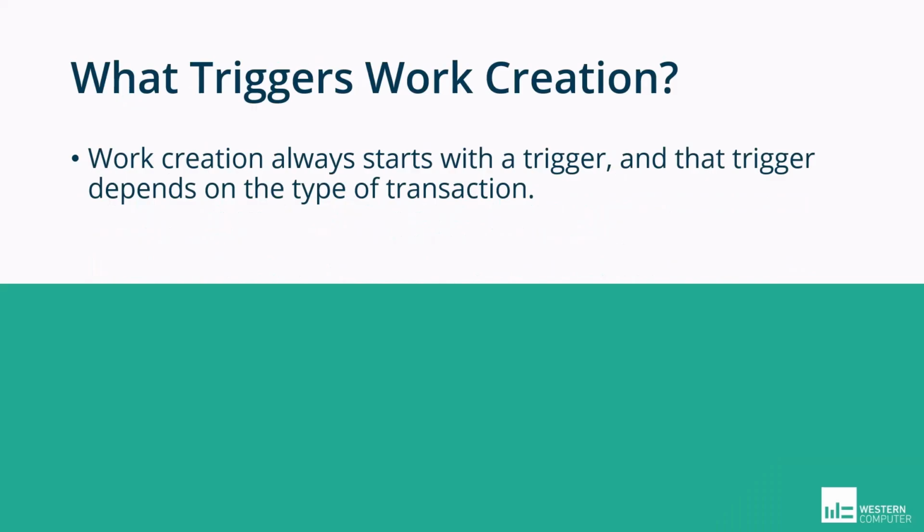Work creation always starts with a trigger, and the trigger depends on the type of transaction. Common examples include releasing of a sales or transfer order to the warehouse, purchase or transfer registrations, production orders reporting as finished, inventory movement, replenishment, or cycle counting. But to keep this simple, we will just use a sales order as our example.